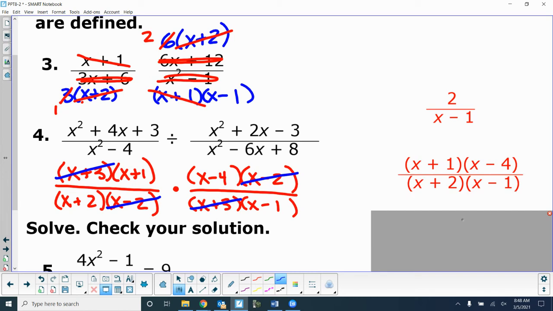And you can just leave it like that. You don't have to FOIL it out and make the trinomials. Just leave it like that, fraction with its factored form. Okay? Isn't that what we were working on yesterday? Of course it was the last few days, right? Factor first before you cancel.